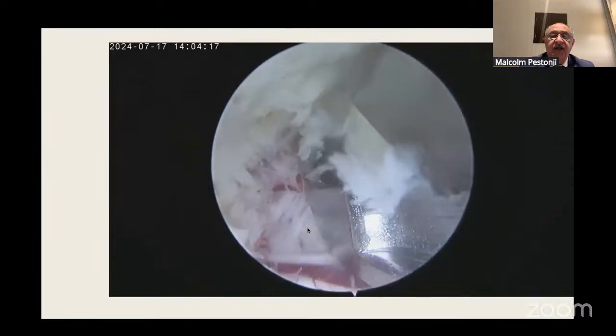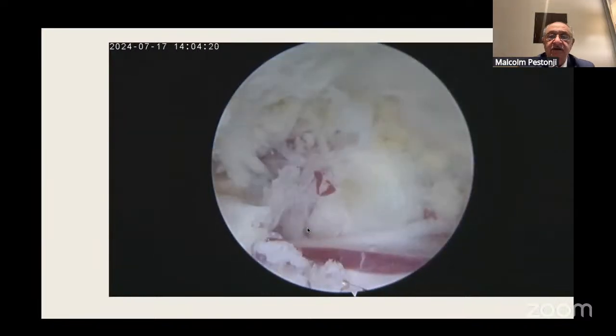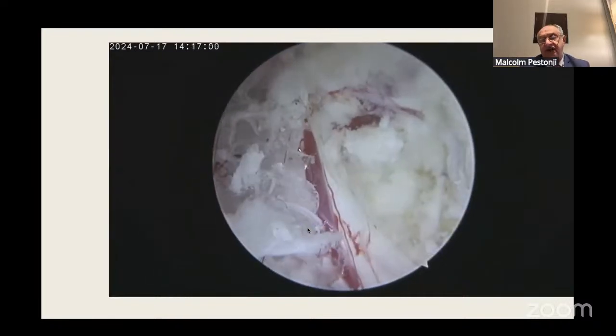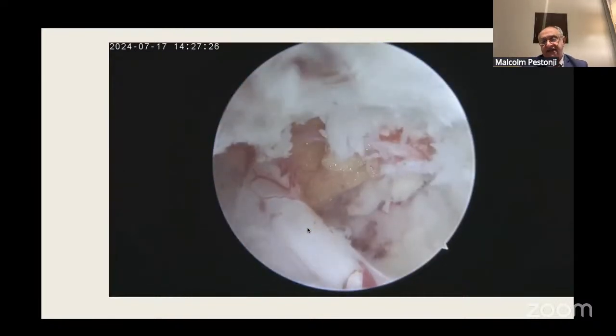Now, this, gentlemen, cannot be done by many other techniques. I'm not deriding anybody, but I believe that it does hold a special advantage in dealing with multi-level canal stenosis.